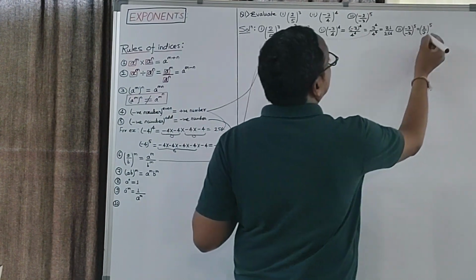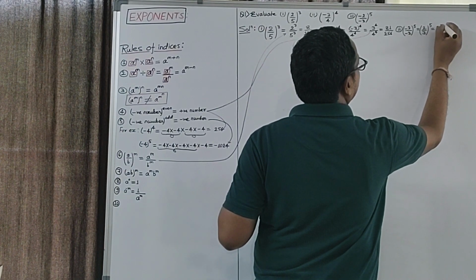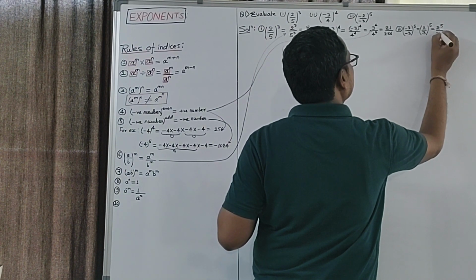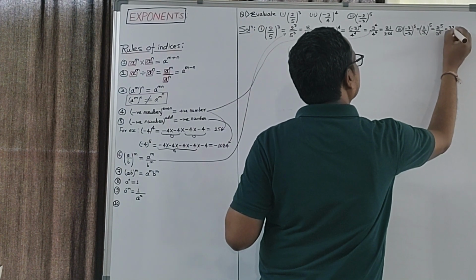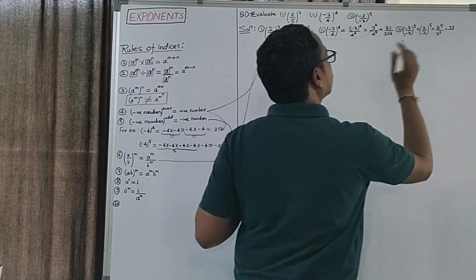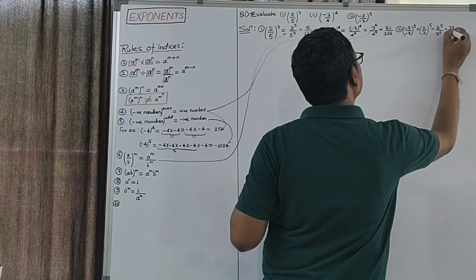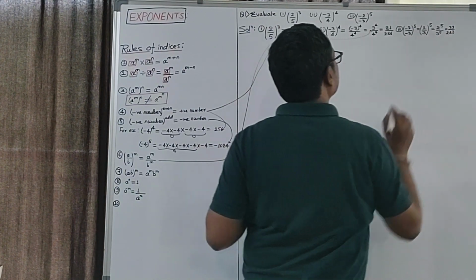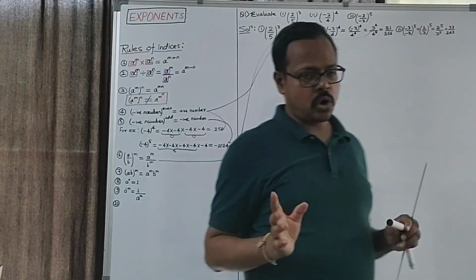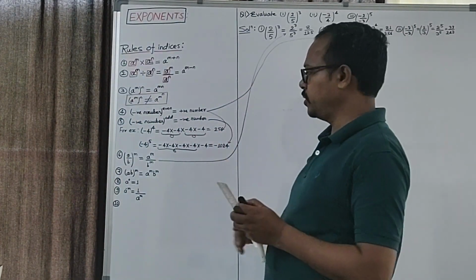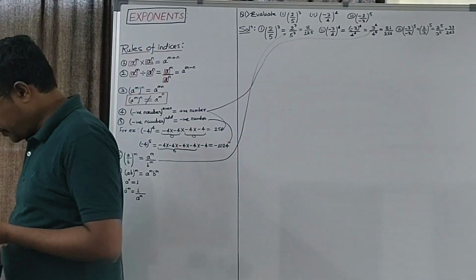So as per this, it will be 2 to the power 5 upon 3 to the power 5. 2 to the power 5 is 32 and 3 to the power 5 is 243. So all three questions we solved using the laws of exponents. Let's take a few more examples.